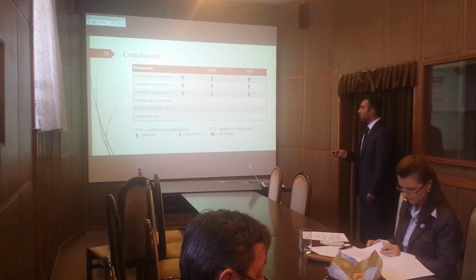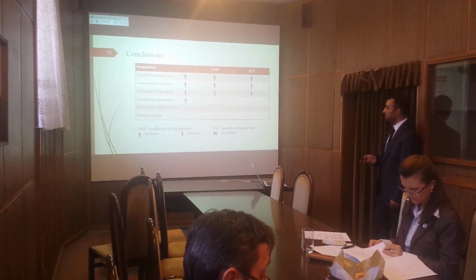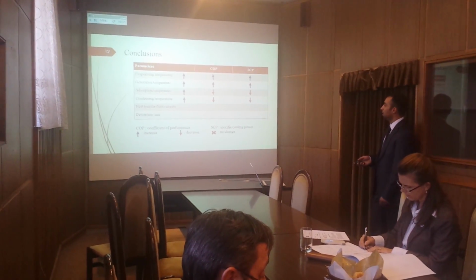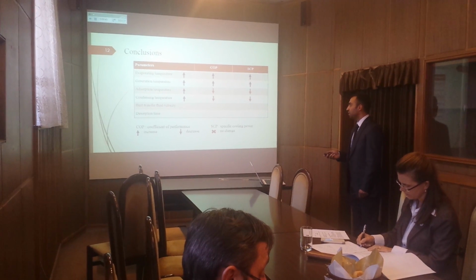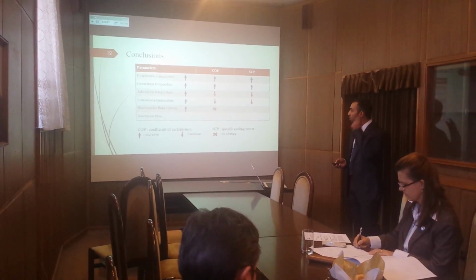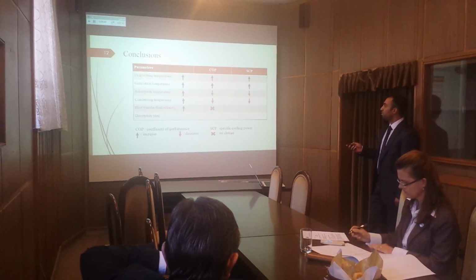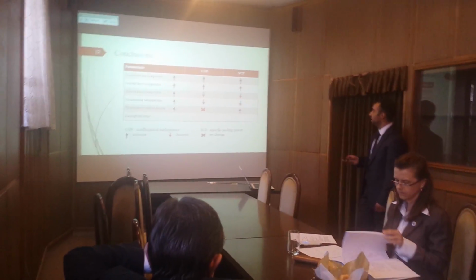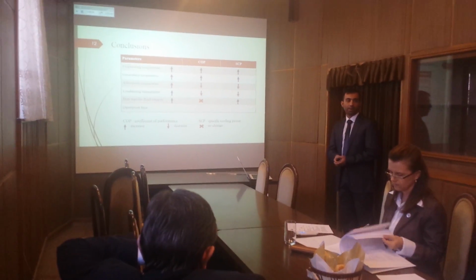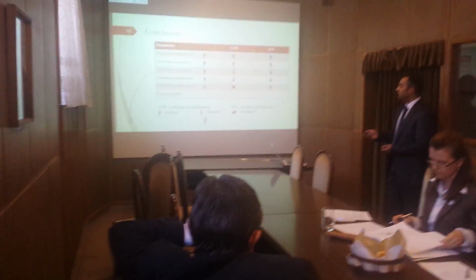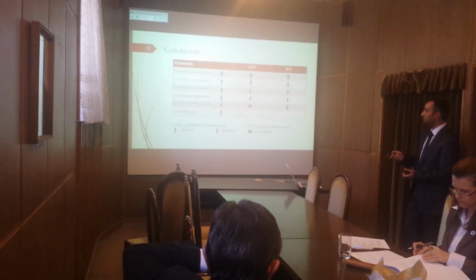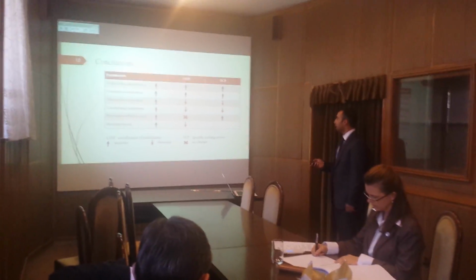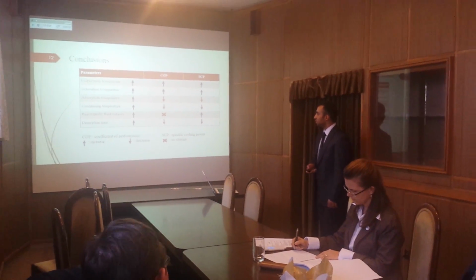If we look at the condensing temperature, if we increase it, the COP and SCP will also decrease. Heat transfer velocity: if we increase the fluid velocity, it doesn't affect the coefficient of performance of the system, but it will increase the specific cooling power. Finally, the desorption time: if we increase the desorption time, the COP will decrease and the SCP will decrease too.